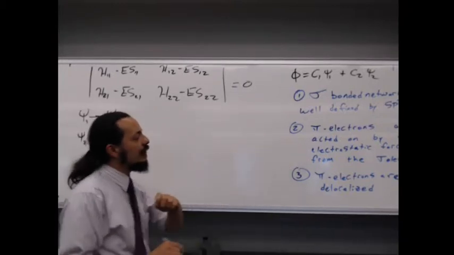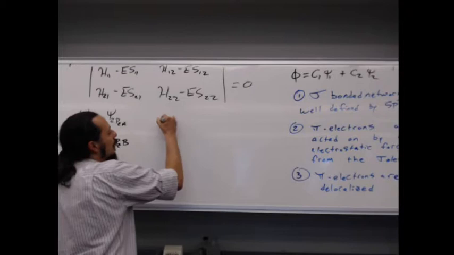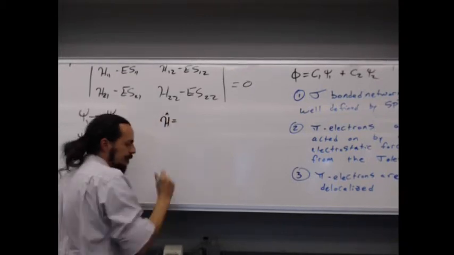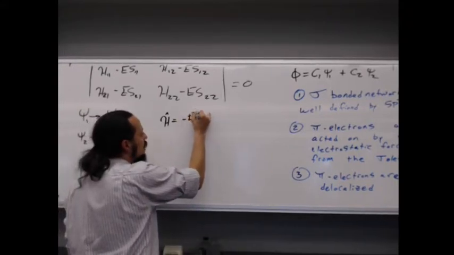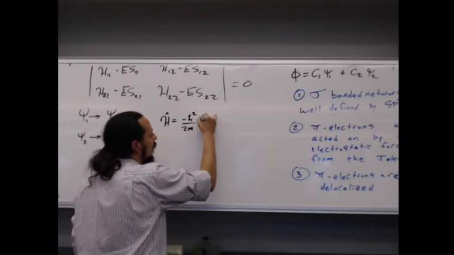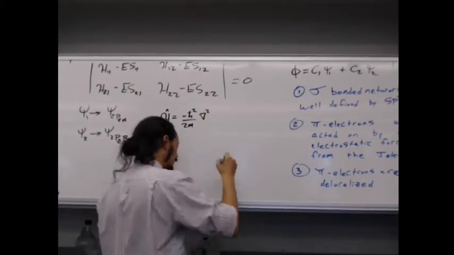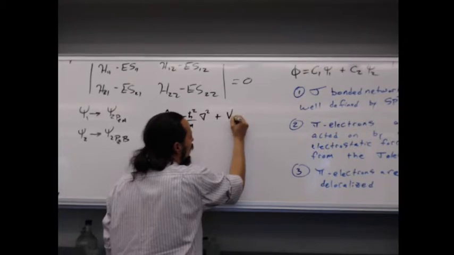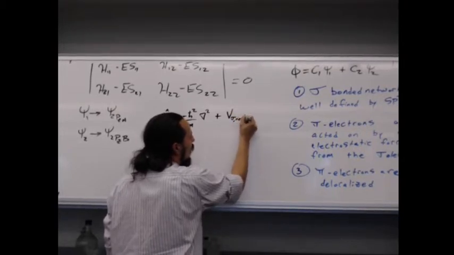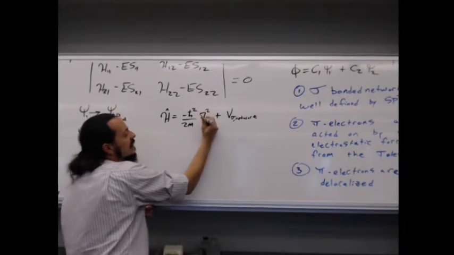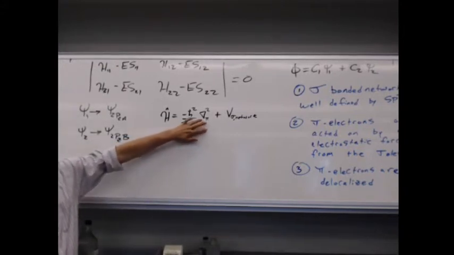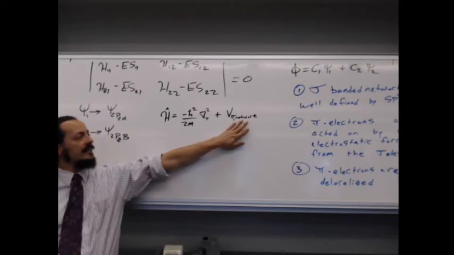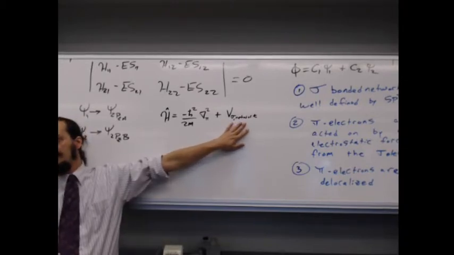Thing number two, pi electrons are acted on by an electrostatic force. That helps us define the Hamiltonian. This essentially allows us to define the Hamiltonian as negative h bar squared over 2m del squared plus some potential V of the sigma network. And this motion is going to be particular to the pi electrons, so I'm going to put a little subscript pi. Again, approximation 1 says I get to focus on the pi electrons. Approximation 2 says I'm going to have some potential field that's going to be interacting.